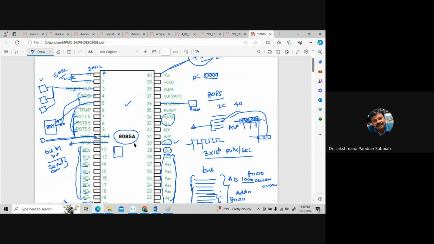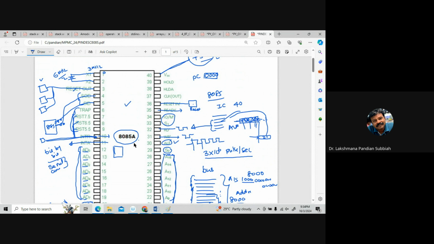Now read and write, right? Writing is from the processor to memory. When the write signal goes low, we have the write operation. If the read signal goes low, then it is a read operation, right? Then the device gets ready and gives the ready signal, right?